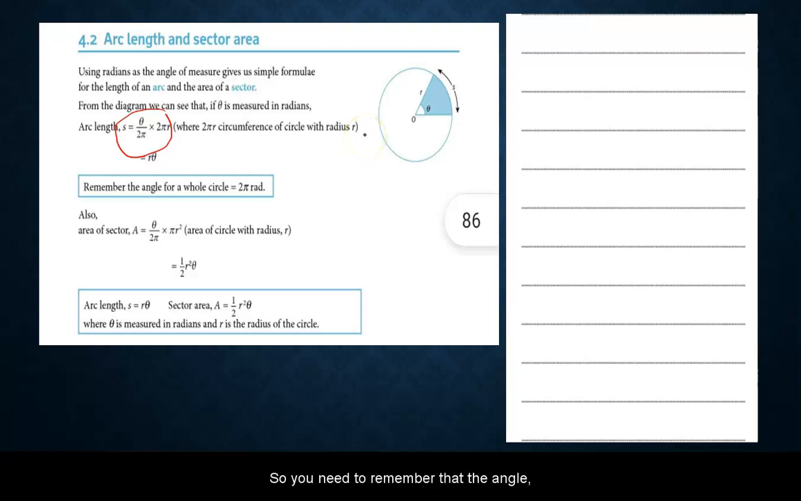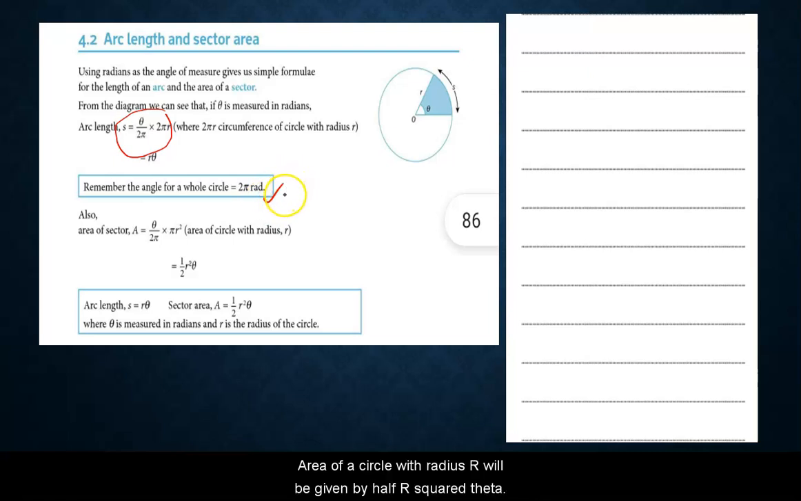So you need to remember that the angle for a whole circle is nothing but 2 pi rad. Also, the area of a sector is given by this formula: half r squared theta. So arc length is nothing but s equals r theta. Sector area is half r squared theta, where theta is measured in radians. So you need these formulas at your fingertips as we dive into examples and problems relating to the same.